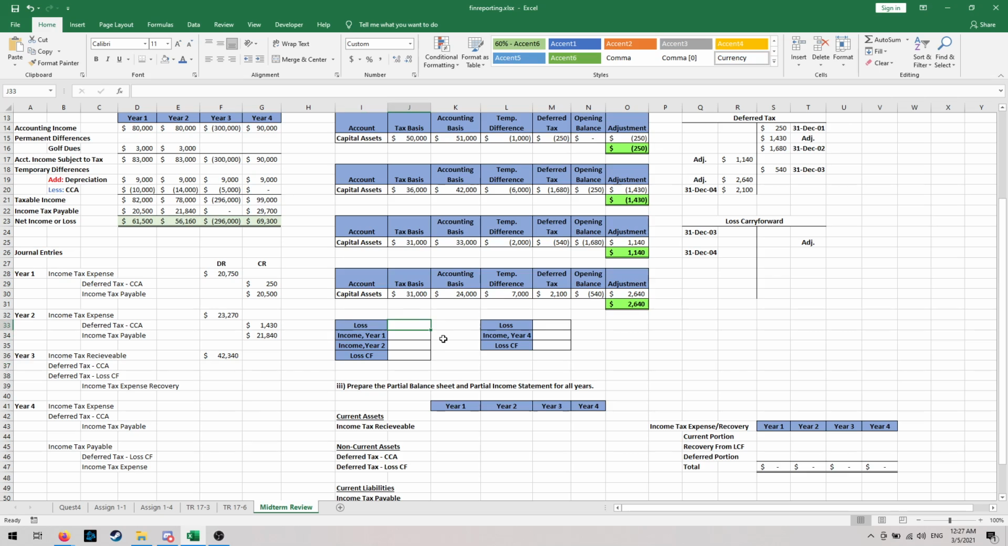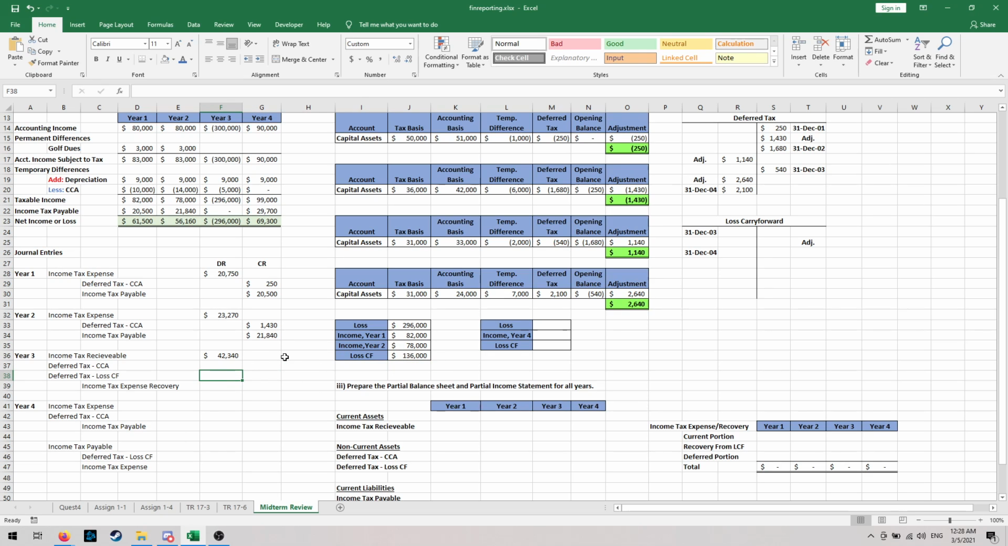So we had a total loss of $296,000. We had income in year 1 of $82,000. And we had income in year 2 of $78,000. So how much do we have left over after we've covered all our losses? Well, we have our loss minus the first amount covered minus the second amount covered. So we have $136,000 to carry forward into the future.